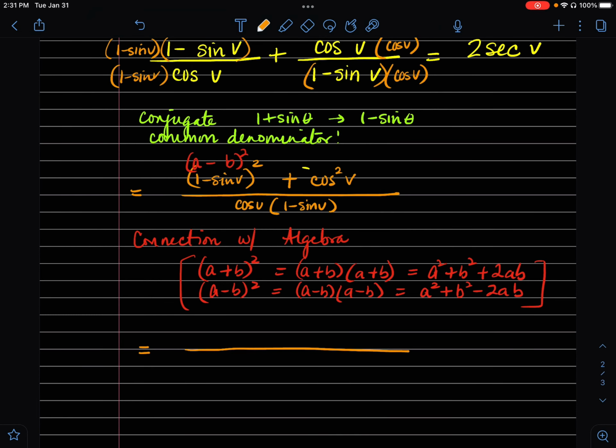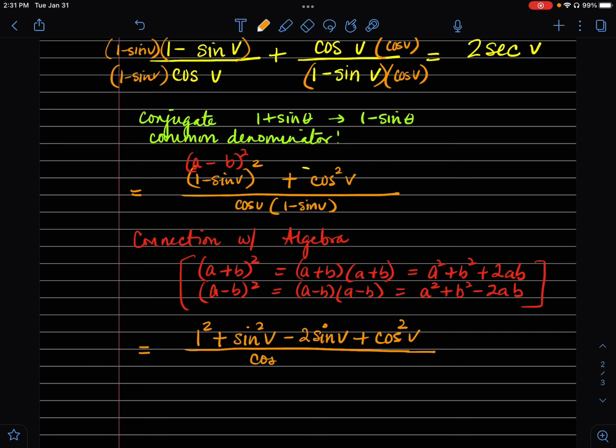I'm like, okay, a squared, which makes it 1 squared, plus b squared, which makes it sine squared v, minus 2 times a times b. And I did not write a because a was simply 1. So that helps me expand this part of the numerator. I've expanded it. Plus there's cosine squared v sitting there. Do not forget it, it's right here.